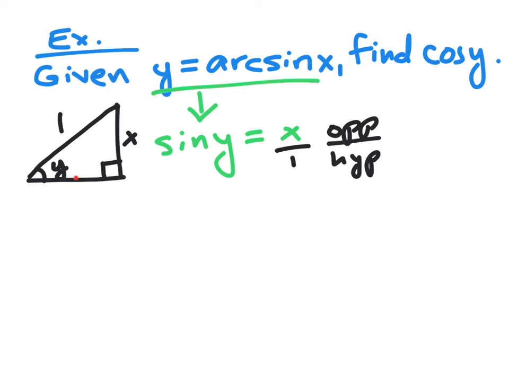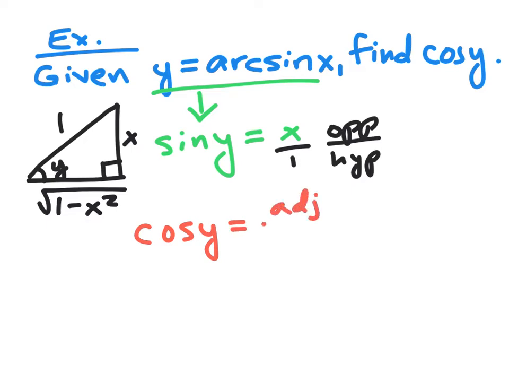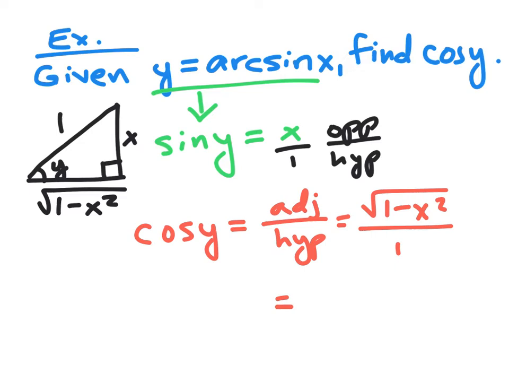Well, cosine is adjacent over hypotenuse, so I don't have the adjacent side. I can find the adjacent side, though, using Pythagorean theorem, so a squared plus b squared is equal to c squared. And using Pythagorean theorem, which I'm not going to write all the steps for, I end up with the square root of 1 minus x squared. So if I go back and I'm trying to determine what is cosine of y, well, cosine, like I said, is adjacent over hypotenuse. The adjacent side is root 1 minus x squared over the hypotenuse is 1. So cosine of y is root 1 minus x squared, and that's my final answer.